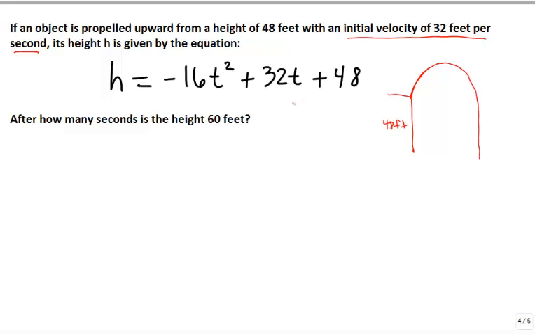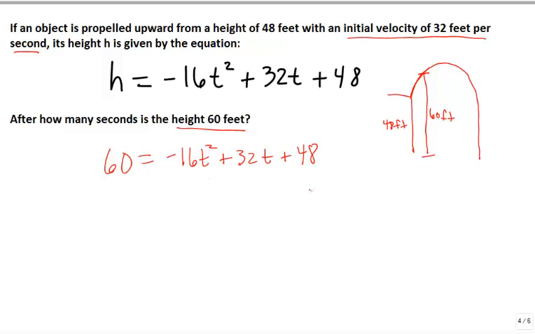So the first part of the question is, after how many seconds is the height 60 feet? So we want to know, when is this ball going to be 60 feet off the ground? Well, in this equation, you either have height, which is your h, or time, which is your t. So in this problem, they're telling us what height to use. So all I have to do to solve this problem is plug in 60 for the height. So I'm going to plug in 60 where h is. And then I have to solve this equation for time to find out when this ball hits 60 feet. So this is the equation that we want to solve.